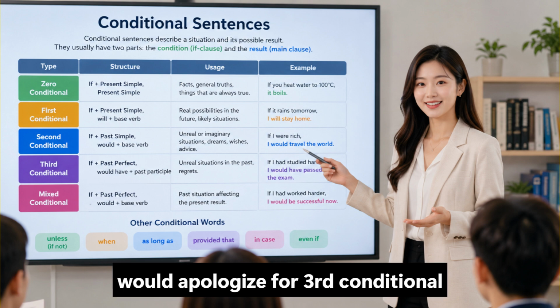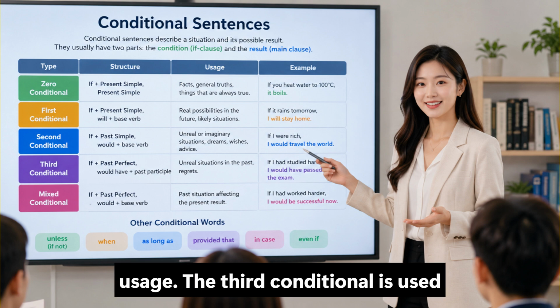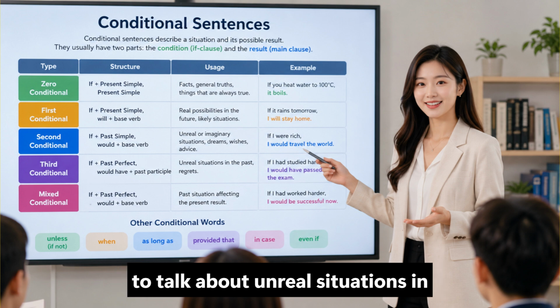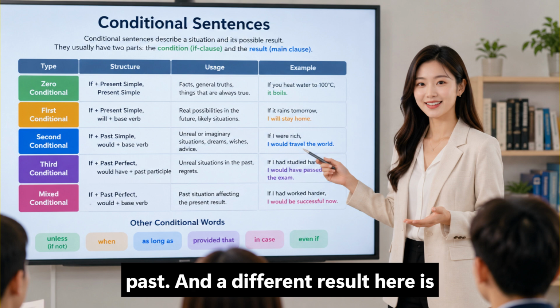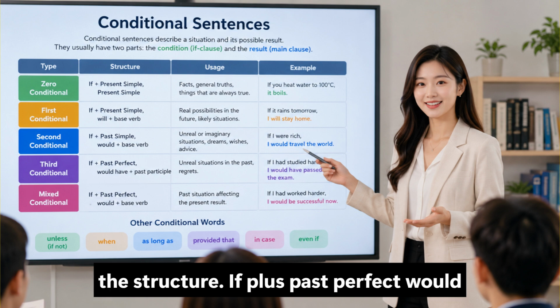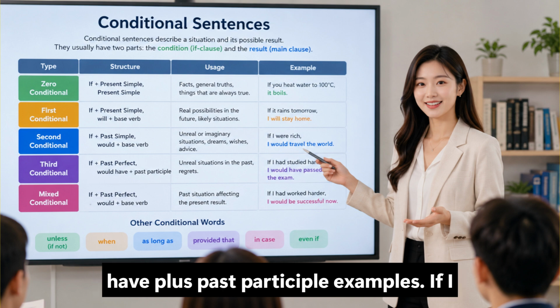4. Third conditional. Usage. The third conditional is used to talk about unreal situations in the past, regrets, things that did not happen. It imagines a different past and a different result. Here is the structure: if plus past perfect, would have plus past participle.